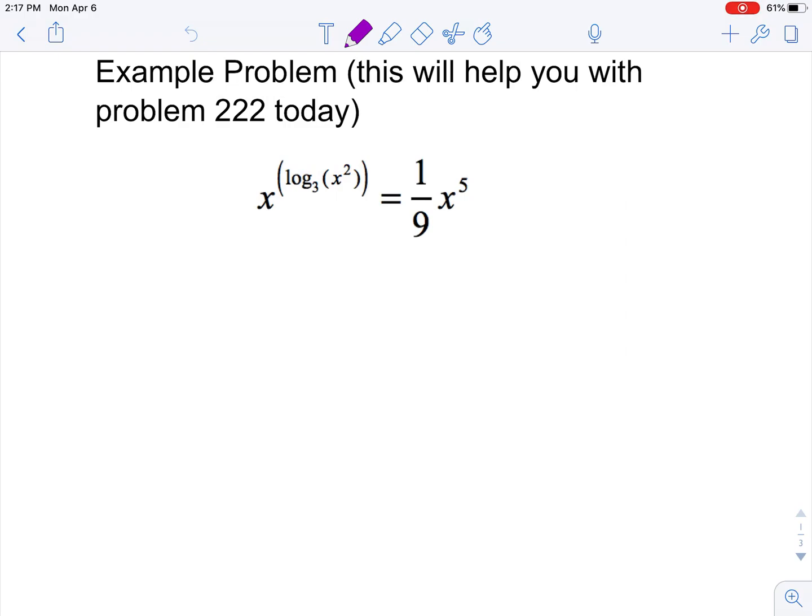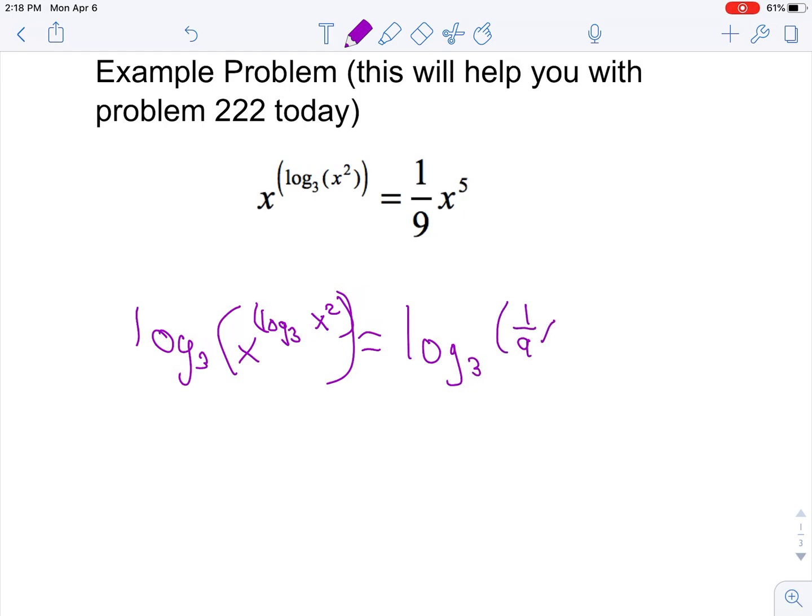As you're taking a look-see at this kind of problem, understand that you can take a logarithm on both sides of an equation to make this work. Since I have log base 3, it's pretty clear I want to do log base 3. So I'm going to write log base 3 of x to the power of whatever log base 3 of x squared is, which is just wacky, isn't it? But that's okay. Then over here on the right, I'm going to write log base 3 of 1/9 x to the 5th. At first blush you may look at that and say, well, how's that helping? Legit question.